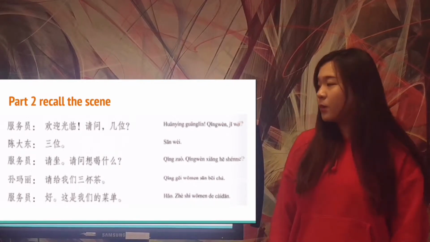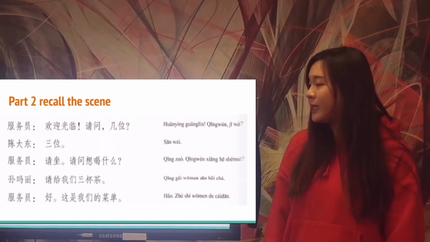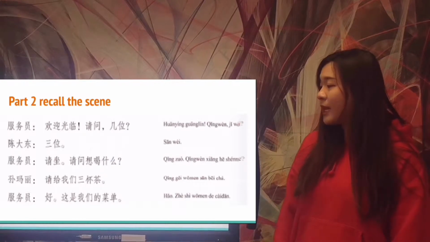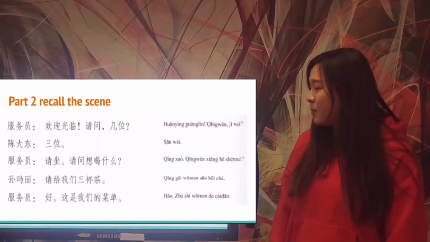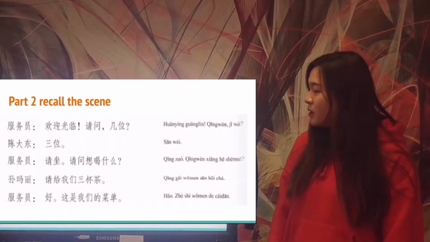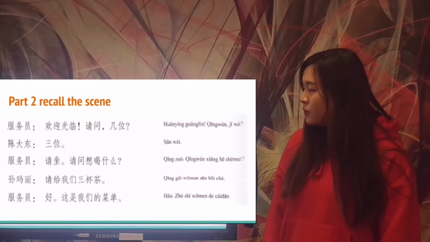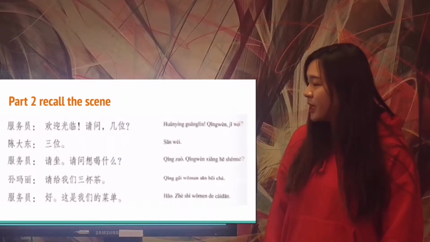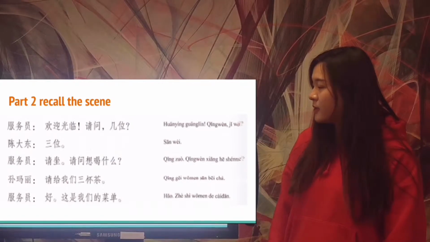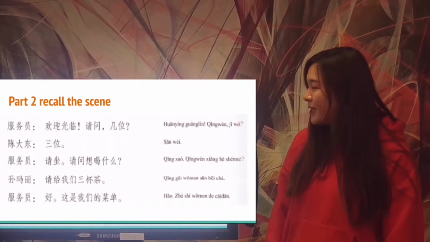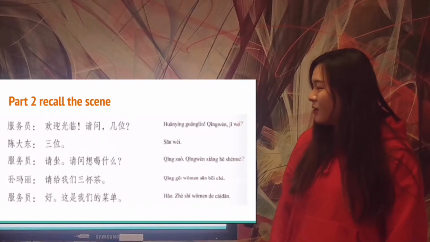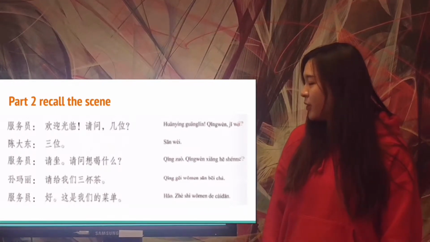The other example is 我想给玛丽一份礼物. I would like to give Mary a birthday present. I would like to is the subject. 给 is give. Mary is the recipient. Object is a birthday present.